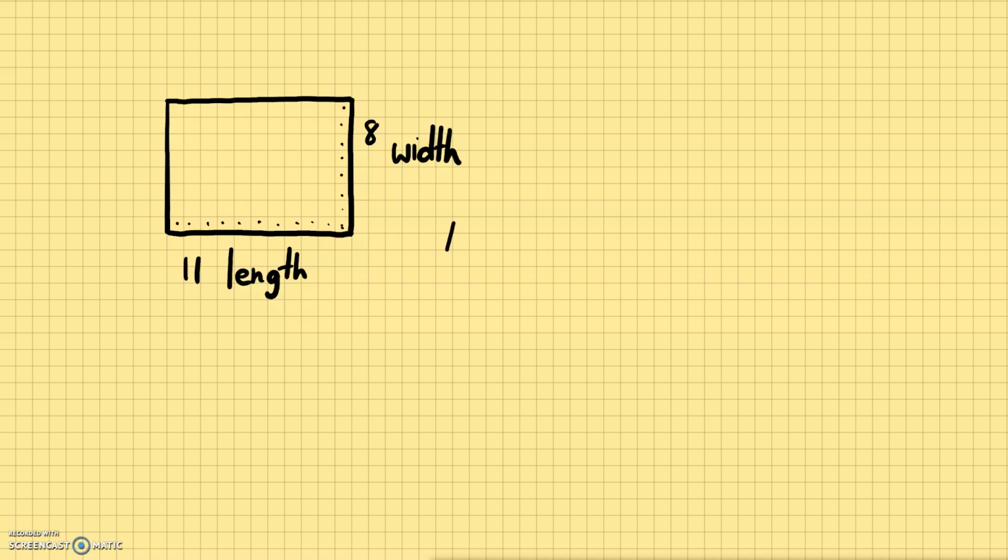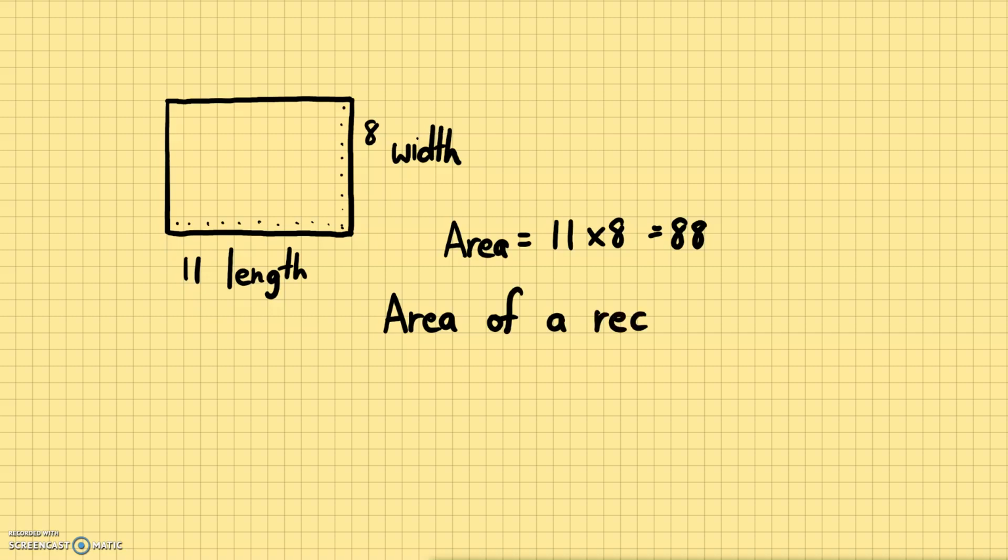And the area of this is going to be 11 times 8, or 88. So the general formula for finding the area of a rectangle, notice that this is going to be different for different shapes. For a rectangle, it's just length times the width.